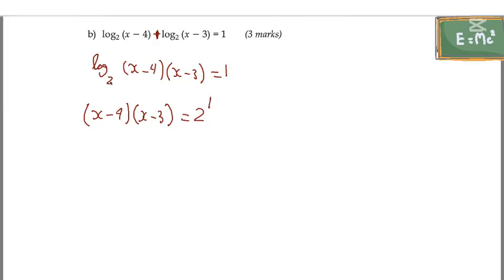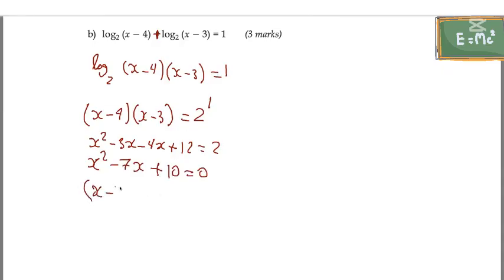So basically, you change it from log to exponential function. So it was a log function. Now we change it to exponential function. Now FOIL this. And when you FOIL this, you're going to get x squared minus 3x minus 4x plus 12 equals 2. Move everything to one side and collect like terms at the same time. x squared minus 7x plus 10 equals 0. When you move the 2 to the other side, it becomes minus 2. And that's how this became 10. Now this factors into x minus 2 times x minus 5 equals 0, and therefore x equals 2 and 5.